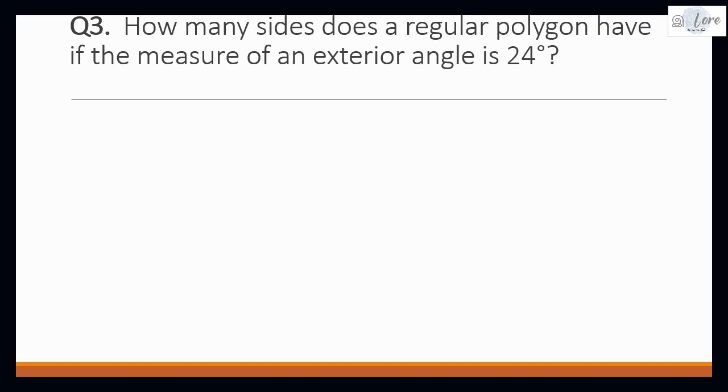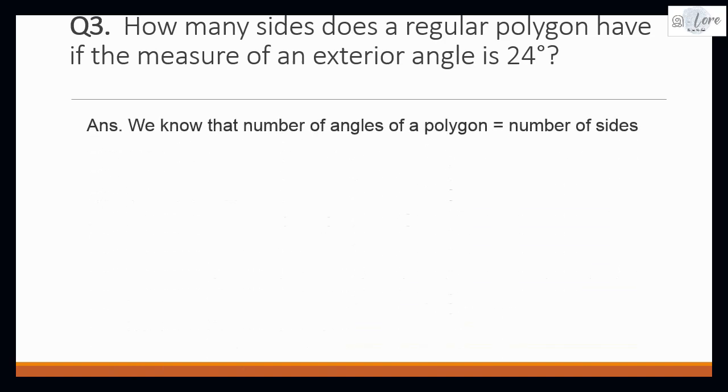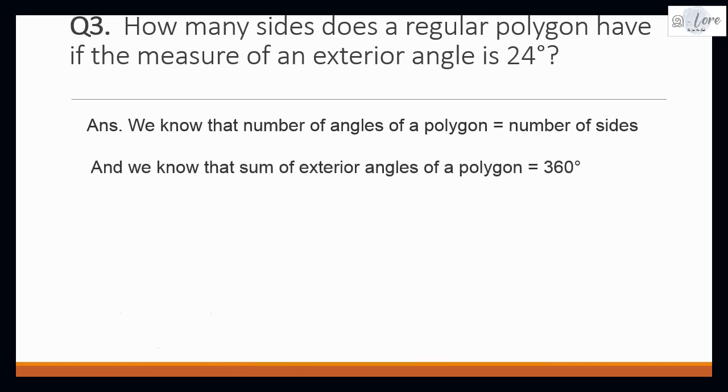Now, how many sides does a regular polygon have if the measure of each exterior angle is 24 degrees? Okay, we know the number of angles of a polygon is equal to the number of sides, because a regular polygon means the angles and sides should be equal in number. That's what they are representing. A regular polygon means a polygon in which all the angles and sides are equal in measure.